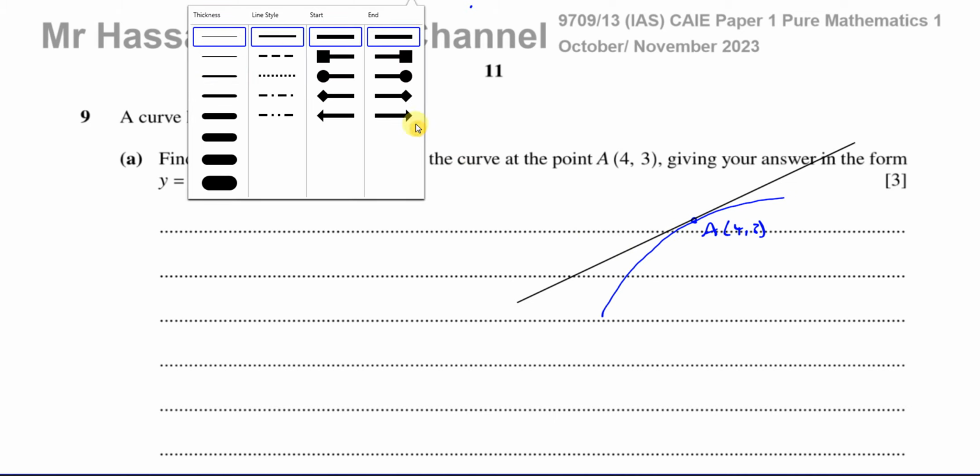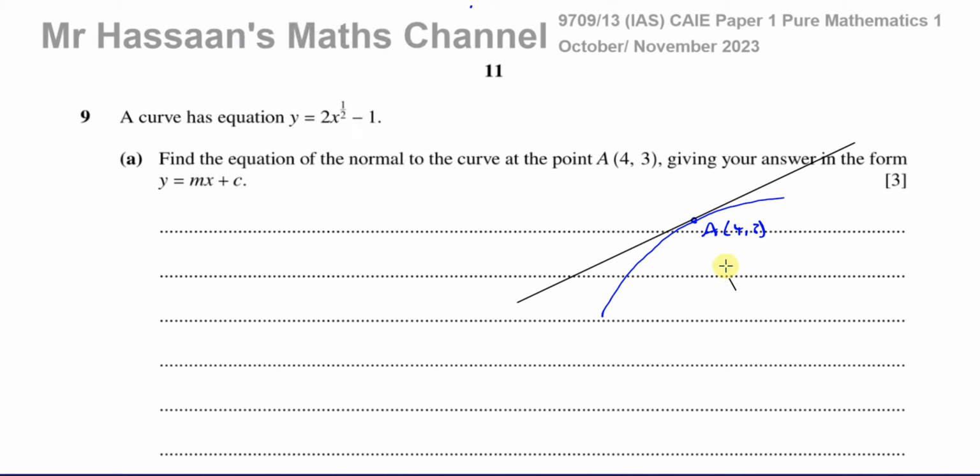That's the tangent to the curve. Now the normal is a line which is perpendicular to the tangent, passing through that same point. So this line here, which is perpendicular to the tangent, would be the normal. This is the normal and this is the tangent. We want to find the equation of the normal to the curve at this point. Tangents and normals are straight lines.